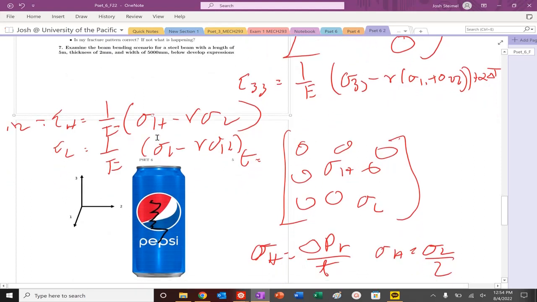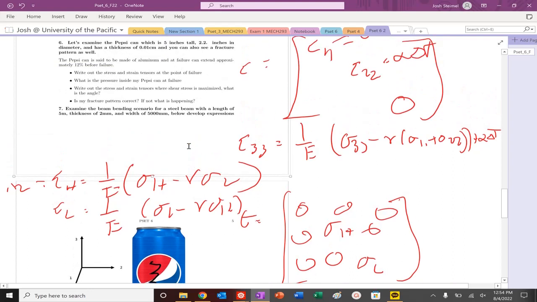Is my fracture pattern correct? Yes. Why is that correct? Because my hoop stress is always twice as large as my longitudinal stress. And that's it. Now let's get to our last problem, which is our beam bending problem. I'll see you then. Thanks.